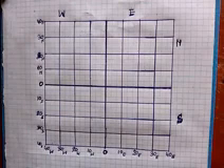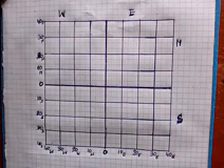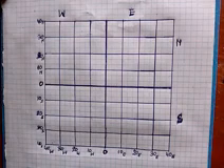remember that when we say longitudes, these are vertical lines which run from north to south, while latitudes are horizontal lines running from east to west.